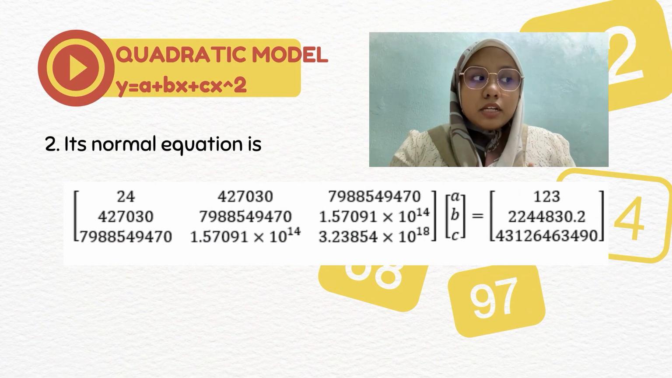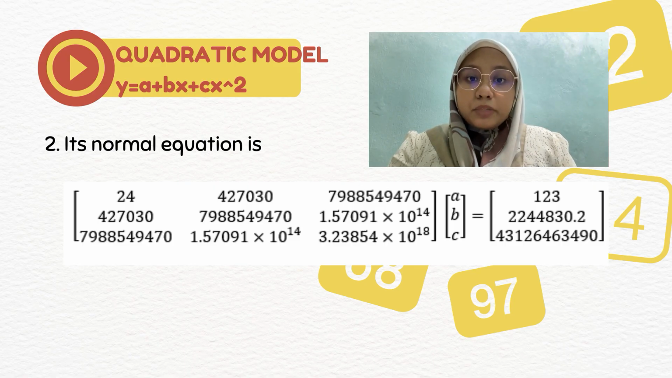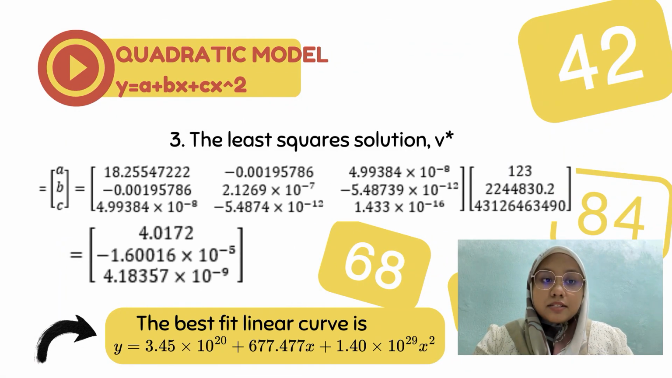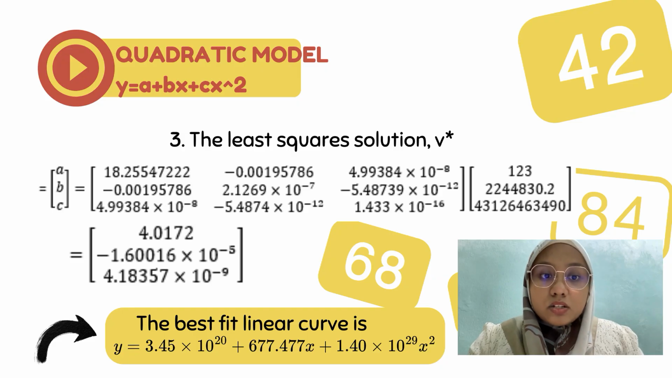So let's continue. This is the normal equation, similar to the linear model before. This least squares approach gives us the normal equation, which is M transpose M v equals M transpose y, where v is known as a, b, c. From our computation earlier, we obtained the matrices M transpose M inverse and M transpose y as shown. Solving the normal equation allows us to estimate the parameters.